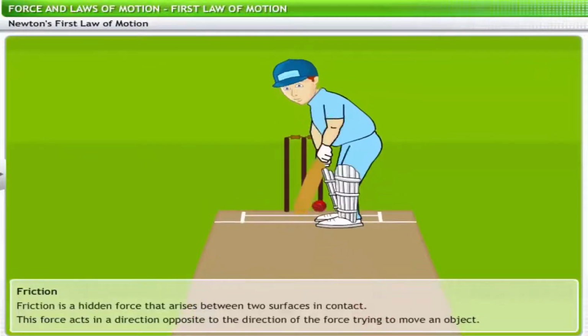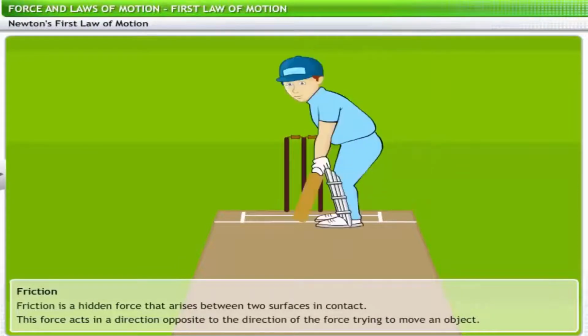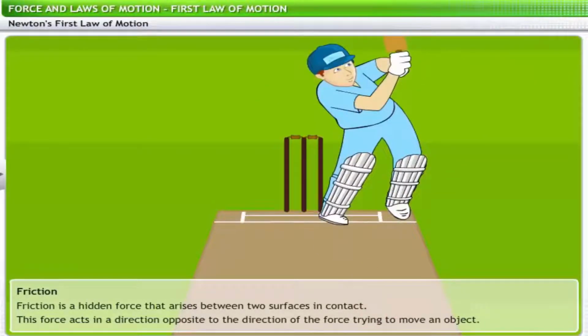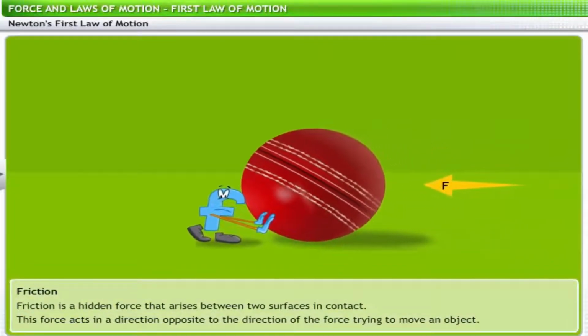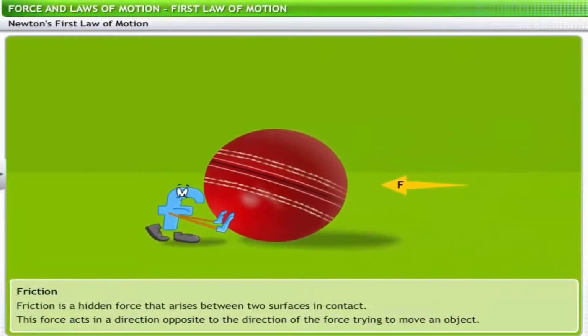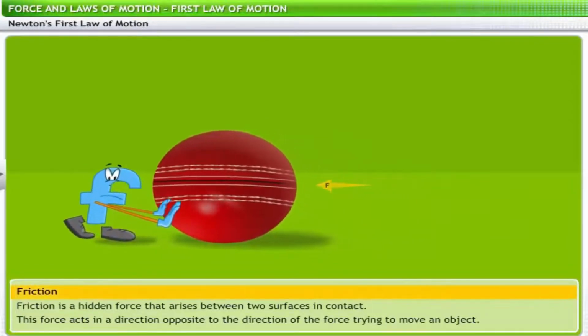You may have questions about the validity of this law. This is not how things really work around you, is it? For example, if a batsman strikes a ball, the ball eventually comes to a stop, no matter how forcefully the batsman hits it. This has been explained through the concept of friction.